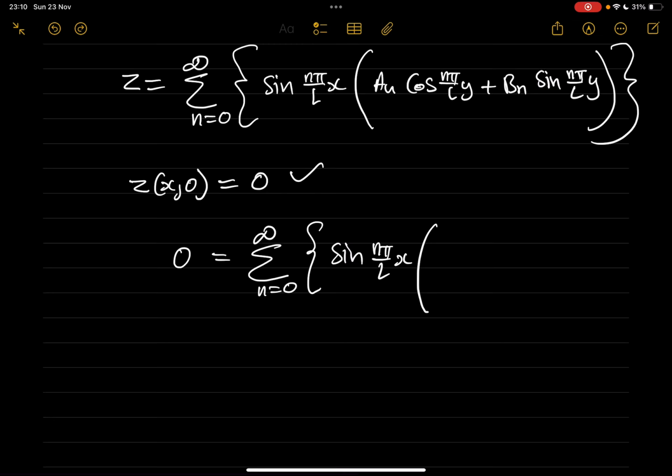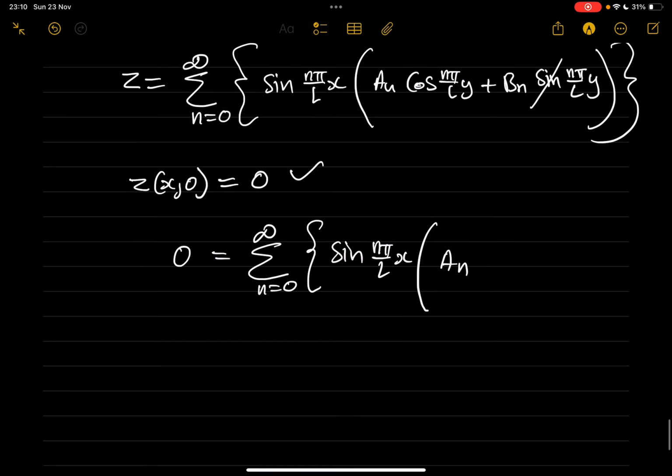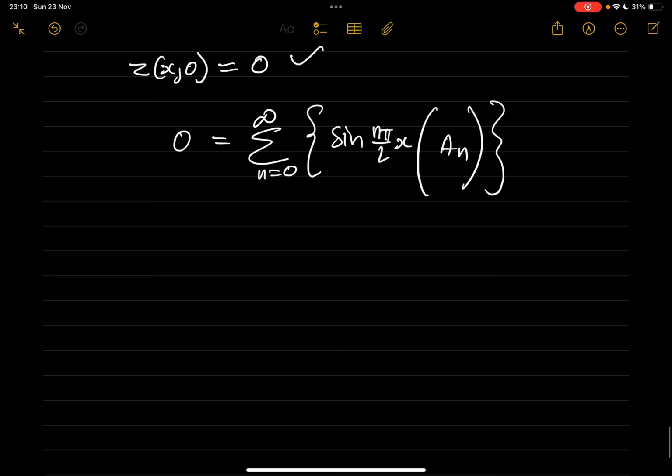So here we're just going to have an, because all of this will be 0. So we're going to have an, since this is 1. So we're going to have an like this. So we can rewrite our z as the summation, n equals 0 to infinity, of sine n pi over l x.